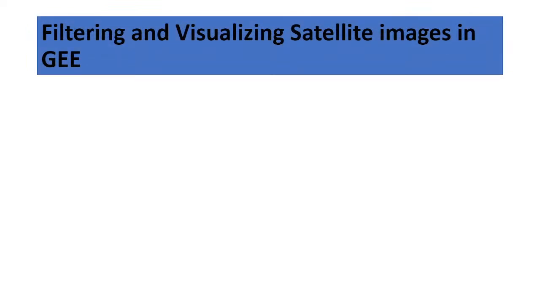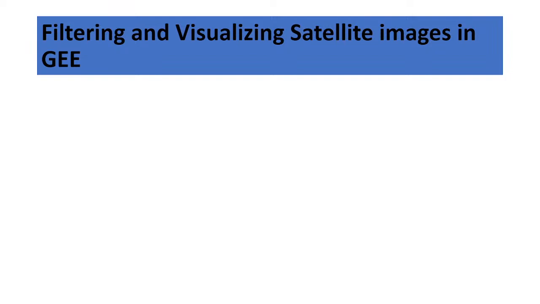So first of all, this time we talk about filtering and visualizing satellite images in the Google Earth Engine platform. Today I talk about the Landsat image, and in a further class we talk about Sentinel. Landsat and Sentinel, for both images the filtering process is almost the same. Just some differences in their image properties. All of this process is the same.